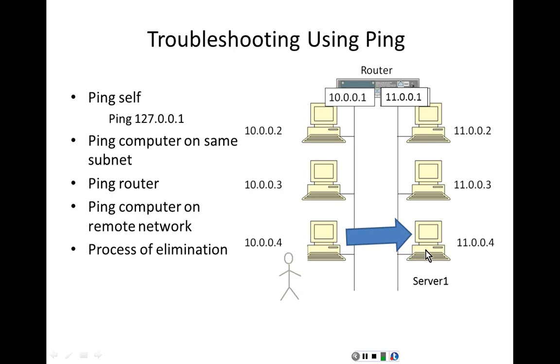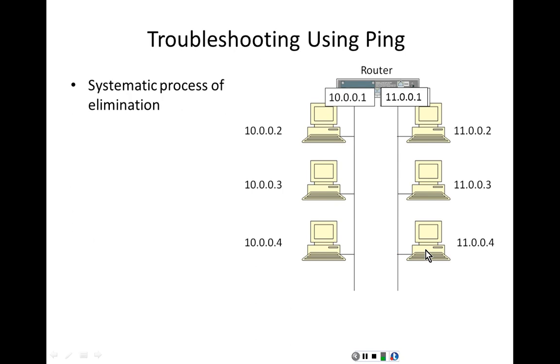Now, what if we can ping server 1? Well, then it means it's not a TCP/IP problem, it's not a card problem, it's not a cabling problem, it's not a routing problem. Most likely the user just forgot his password. So we can use ping using a systematic process of elimination to figure out whether the problem is the workstation, or whether it's the router, or whether it is the computer on the remote network.